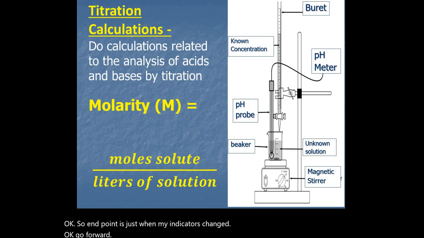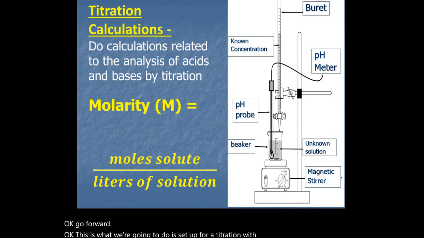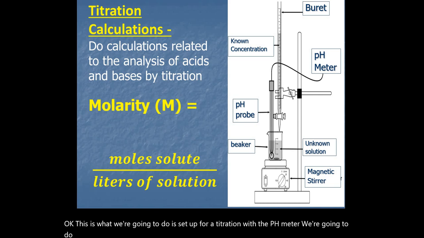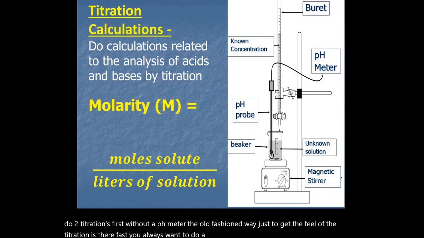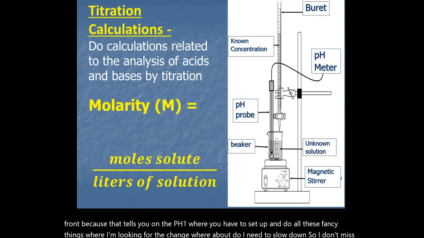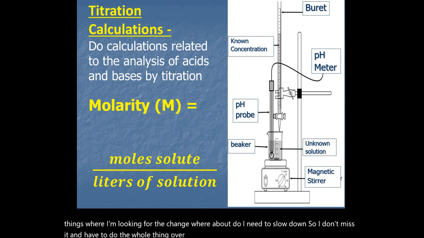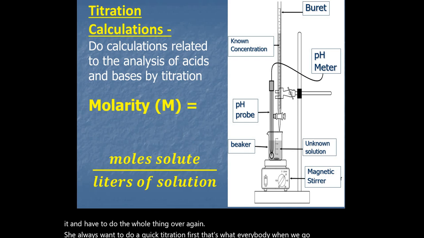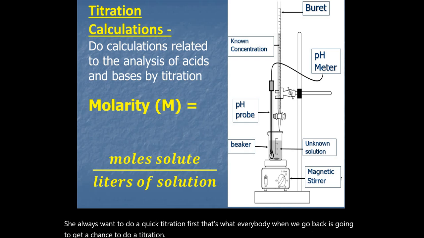Got main ideas? Okay, this is what we're going to do to set up for a titration with a pH meter. We're going to do 2 titrations first without a pH meter, the old-fashioned way, just to get the feel of the titration, because they're fast. You always want to do a quick, fast, dirty titration, is what I call it, right up front, because that tells you on the pH one where you have to set up and do all these fancy things, where I'm looking for the change. Where about do I need to slow down so I don't miss it and have to do the whole thing over again? So you always want to do a quick titration first. That's what everybody, when we go back, is going to get a chance to do a titration. Okay, you're actually going to get to do 2.